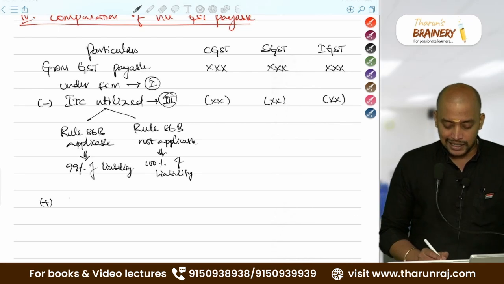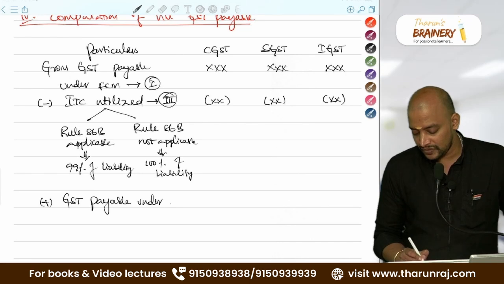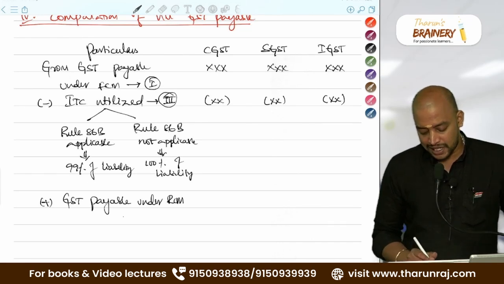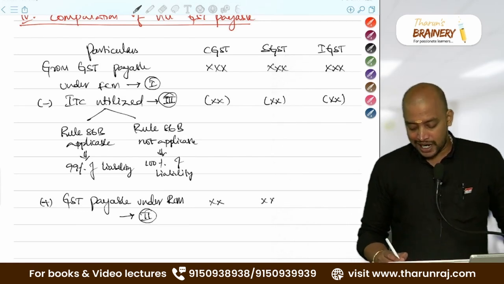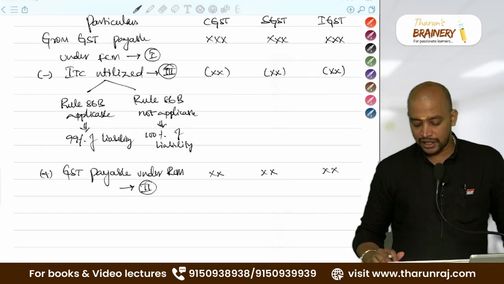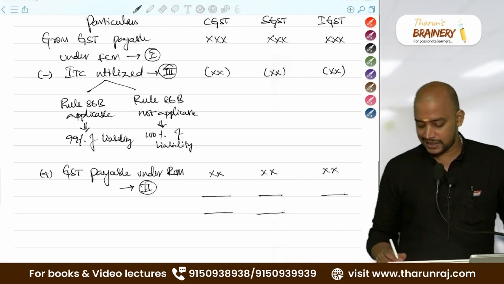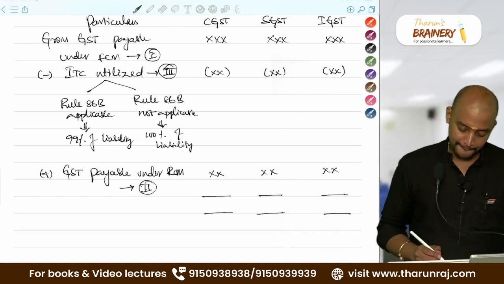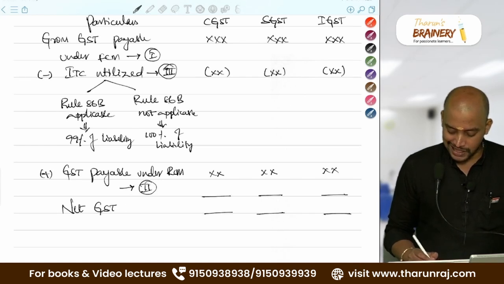Then add GST payable under RCM. This GST payable under RCM, from which statement will we get it? Statement 2. If you add this, it will be the total, that is the net GST payable.